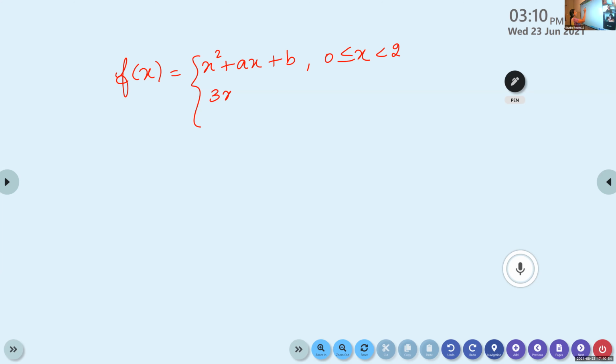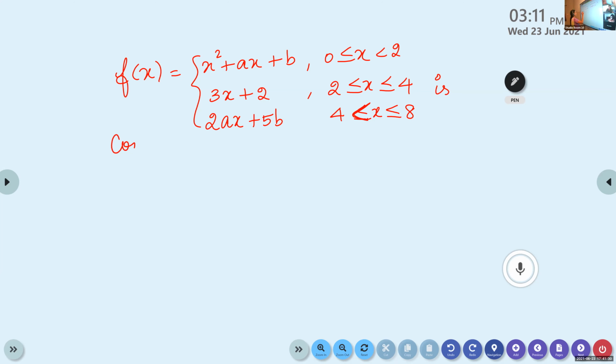The next one is 3x plus 2 if 2 is less than or equal to x less than or equal to 4. Then the next one is 2ax plus 5b, where 4 is less than x less than or equal to 8. If this function is continuous, find a and b.